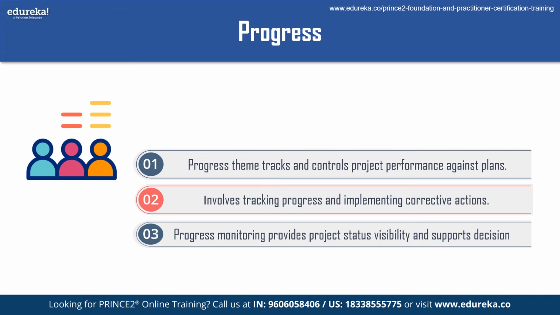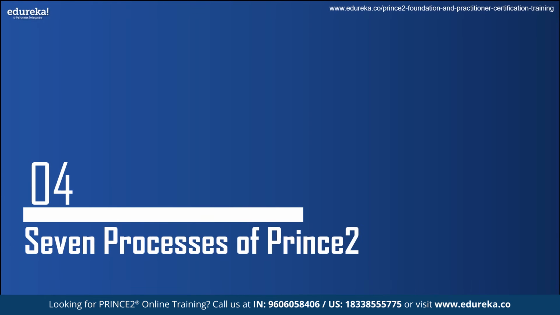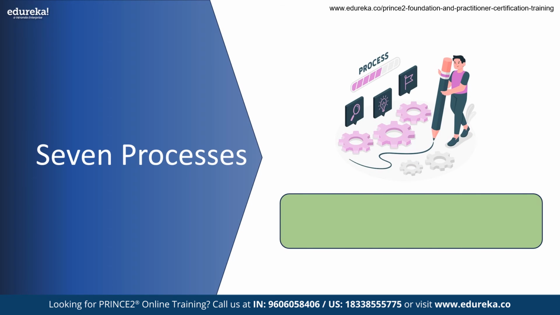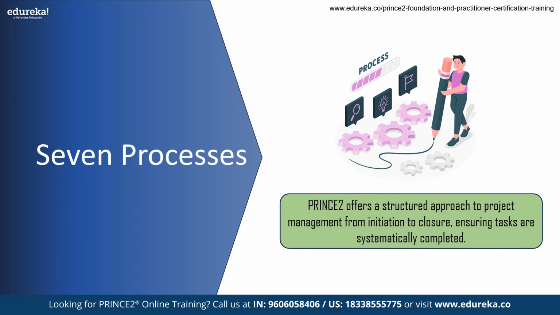These 7 themes provide an extensive structure for managing key aspects of project management throughout the project lifecycle, ensuring that the projects are effectively planned, executed, monitored, and controlled to achieve their goals. Now, we will discuss the 7 processes of Prince2. Prince2 is a set of processes that guides project management from beginning to closure. These processes provide a step-by-step approach to project management, ensuring that the tasks are completed on a regular basis. Below are the 7 Prince2 processes.